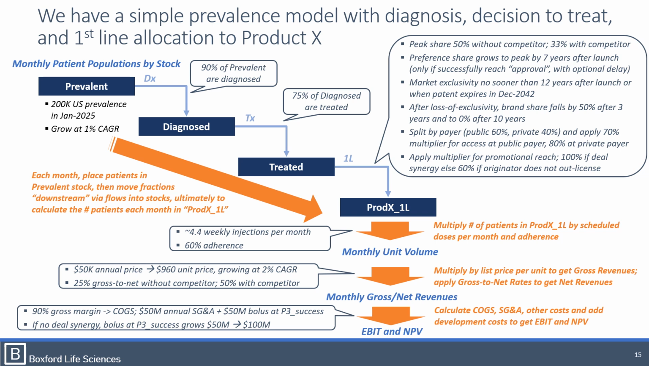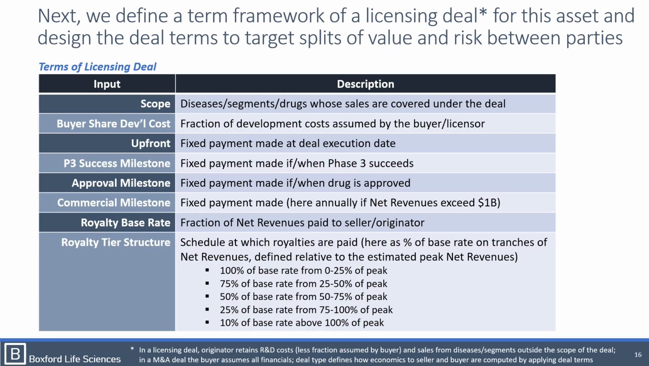By default, we work on a pre-tax basis, but we can layer into our model specific tax treatment if we want to calculate after-tax values. In addition to the asset model inputs, we also define a licensing deal with the term framework that we can go in and modify later by changing upfront and milestone payments and the base rate of the royalty. In this type of licensing deal, we define a scope of the diseases, segments, and drugs whose sales are covered.